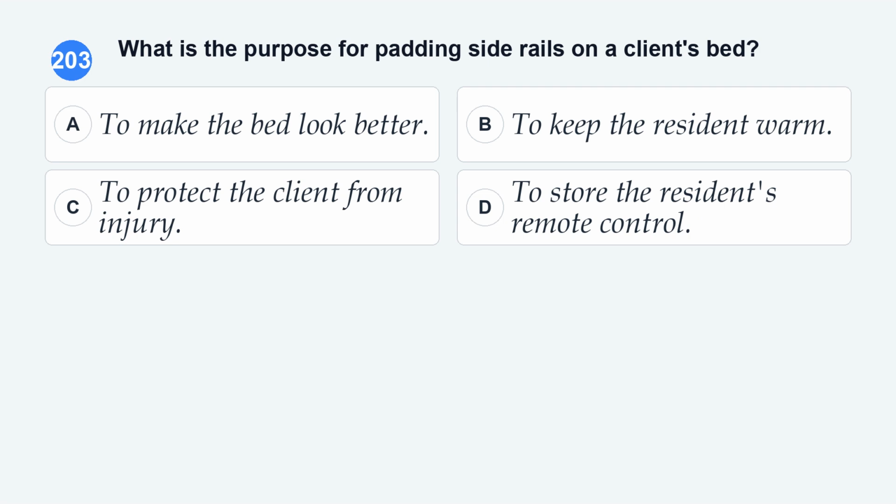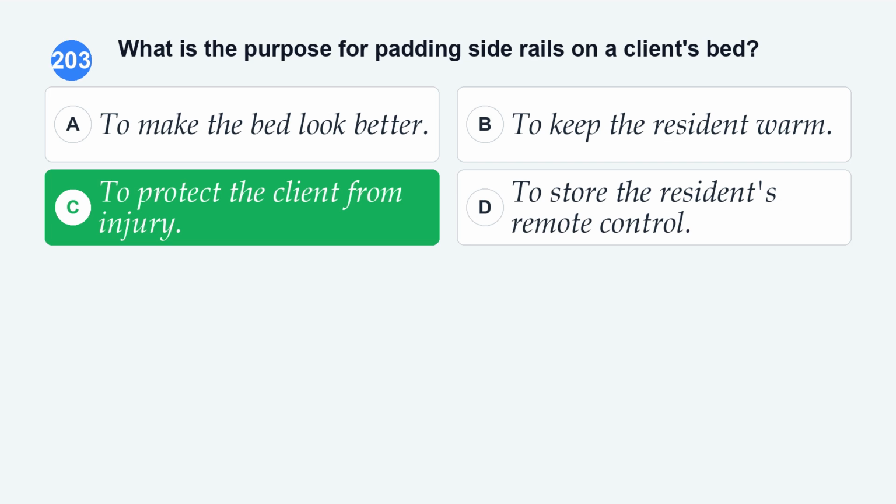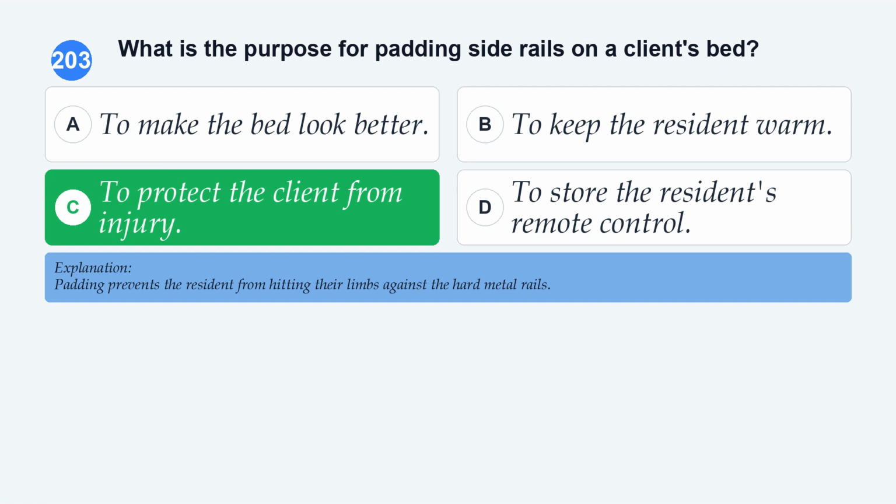Option A, to make the bed look better. Option B, to keep the resident warm. Option C, to protect the client from injury. Option D, to store the resident's remote control. The correct answer is option C, to protect the client from injury. Explanation. Padding prevents the resident from hitting their limbs against the hard metal rails.